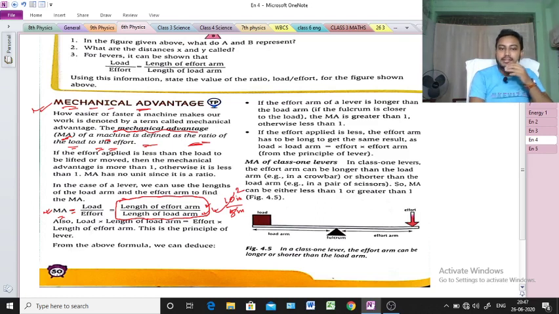You can understand. Clear? When the value of the mechanical advantage is less than 1, if the length of the effort arm is small, we compare to length of the load arm. Clear? Let's say the length of the load arm is 10 meter and the effort arm is 5 meter. In that particular point of time, what will be the value of the mechanical advantage? 1 by 2. That means that is less than 1. Clear? I hope you understand.